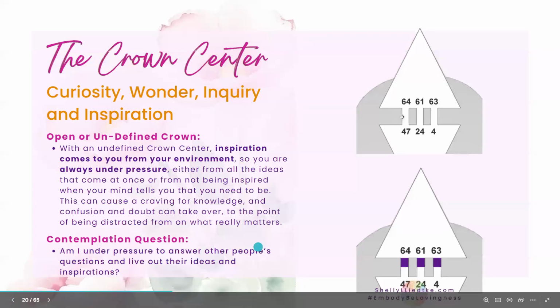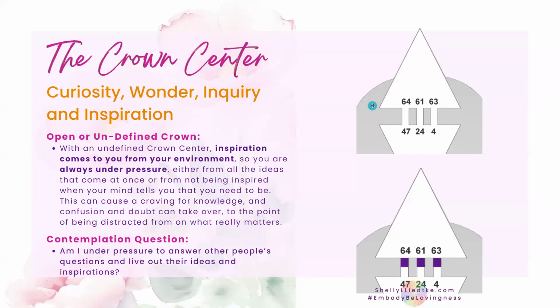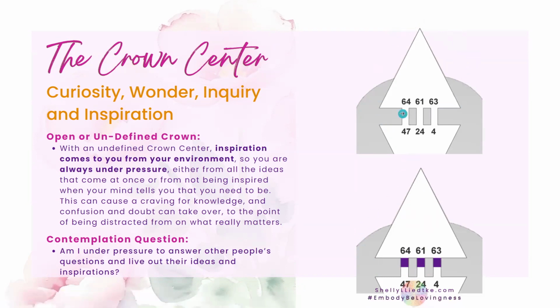So one challenge that can come, especially for the open crown center, is that they actually have the ability to experience telepathic communication. So they can pick up on other people's thoughts. This can happen with gates defined on the center as well, but there will be consistent energy that person can get a hold of, whereas this one is just open.